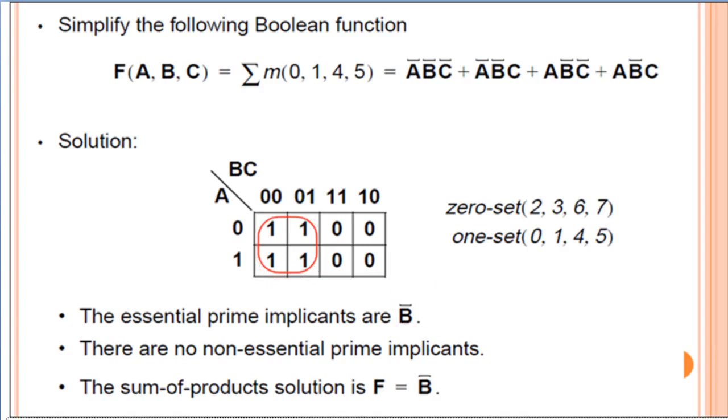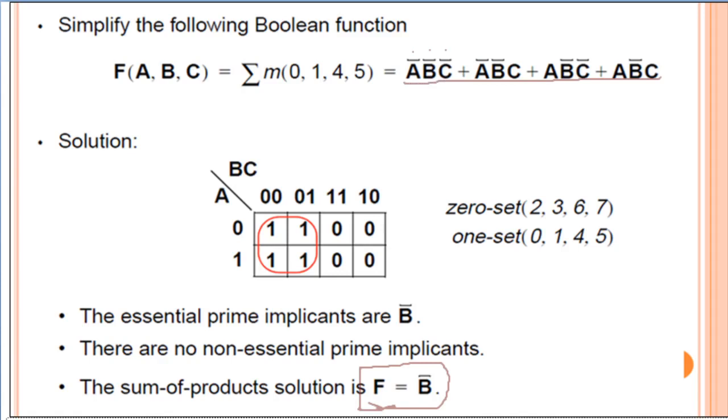Okay, there are no essential prime implicants. That means the sum of product solution will be f is equal to b bar. That means if we implement this function using gates, we will use totally number of AND gates, OR gates, NOT gates.